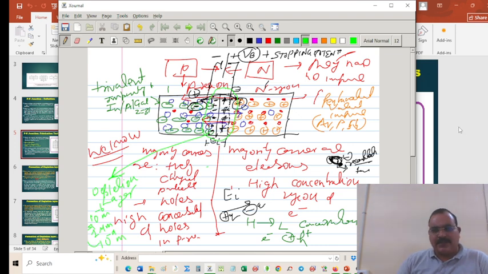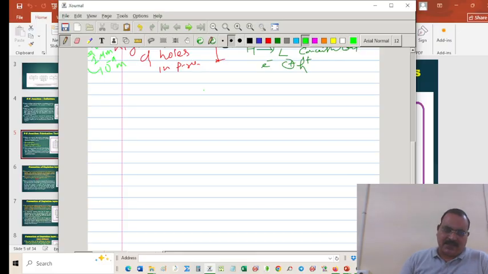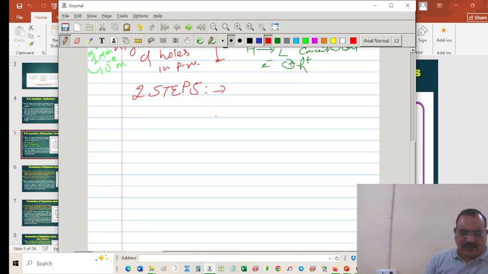This is in the next step now. Now I want that my PN junction diode, in that particular situation, should have no restriction on the flow of the charges. So what do I have to do? I have to take two steps. What steps? This is your P type and N type.